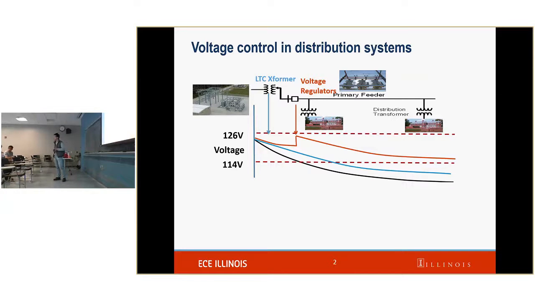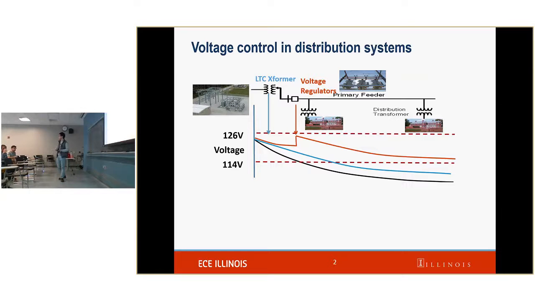Good question. What is the horizontal axis? Oh, sorry. This is an example of a typical distribution system, and this is the feeder, and the horizontal axis is the network. This is the upstream of the network, and these are the downstream of the network. So the voltage is decreasing.